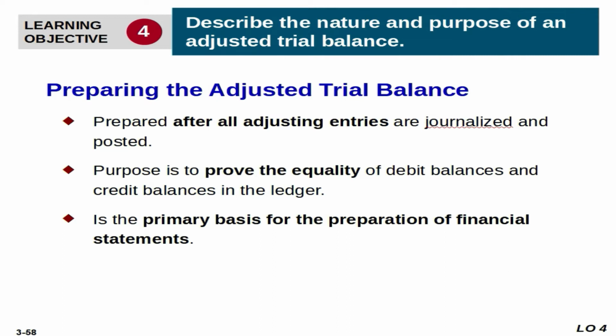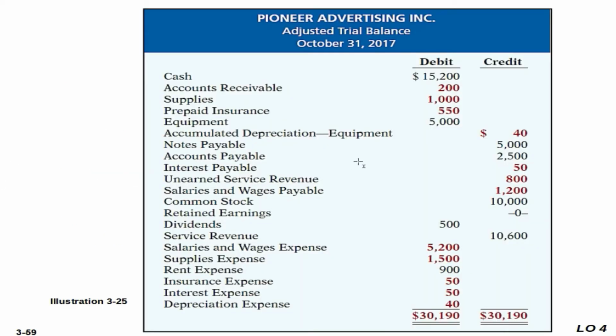The adjusted trial balance is one step further from the vanilla trial balance because the adjusted trial balance is prepared after all the adjusting entries are journalized and posted, and then you prepare the adjusted trial balance, and then you can prepare your financial statements. So this is what the adjusted trial balance looks like, just like the trial balance, okay?